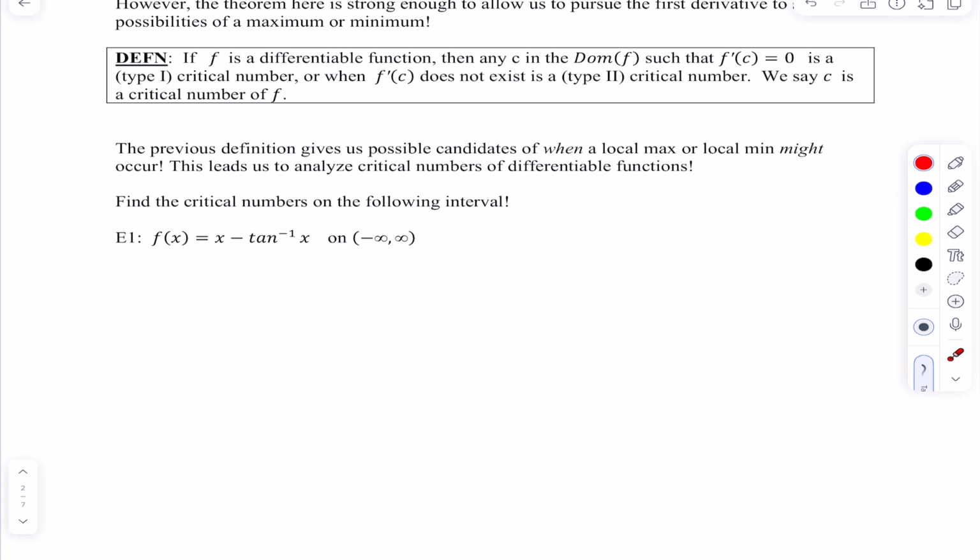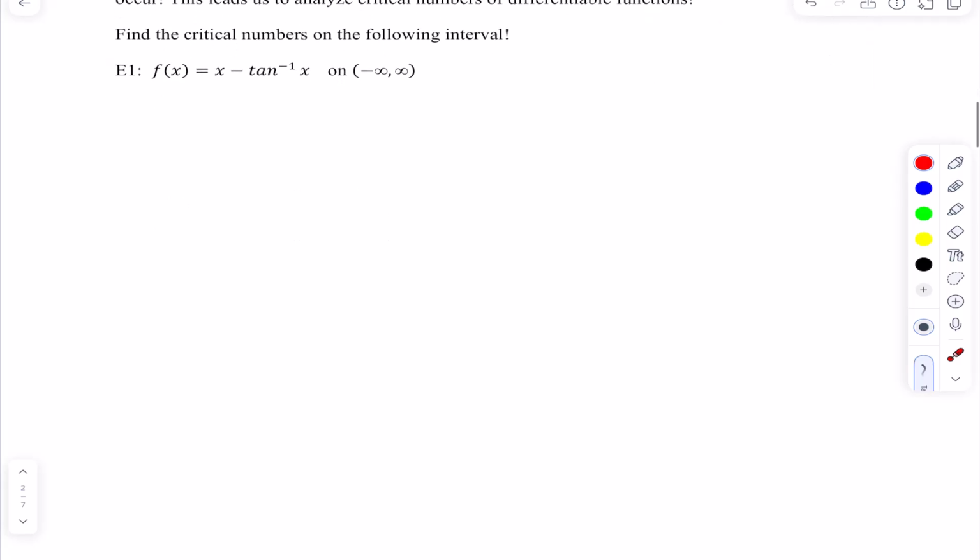These c values are critical because they give us the possibility of whether or not a local max or local min exists, or whether or not an absolute max or absolute min exists. It just gives us the permission to go out and seek maxes and minimums of a function. Why don't we try this by looking at a function? Let's perform our basic rules of differentiation and look for both types of critical numbers. I'm going to go ahead and use function notation.